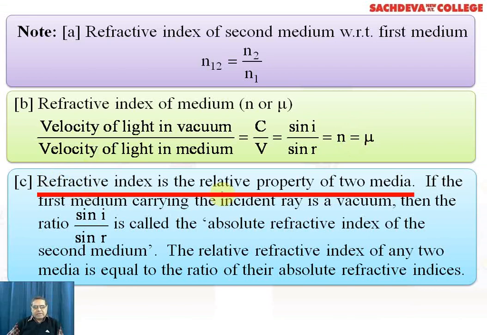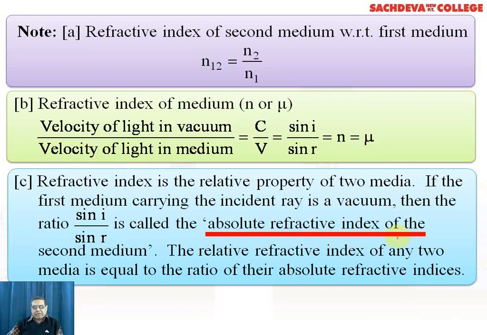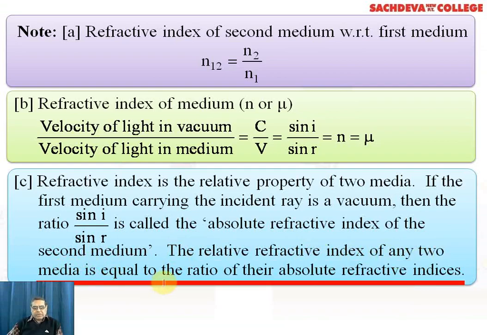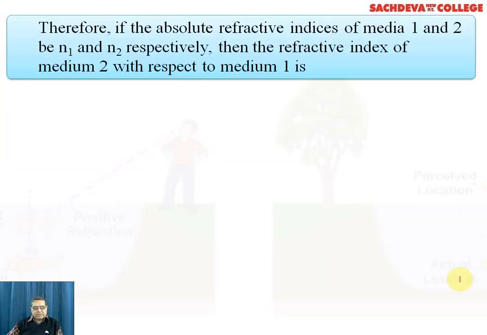Refractive index is a relative property of the two media. If the first medium carrying the incident ray is vacuum, then the ratio sine I over sine R is called the absolute refractive index of the second medium. So sine I over sine R will represent the refractive index of the second medium. More elaborately, it should be called absolute refractive index. The relative refractive index of any two media is equal to the ratio of their absolute refractive indices.